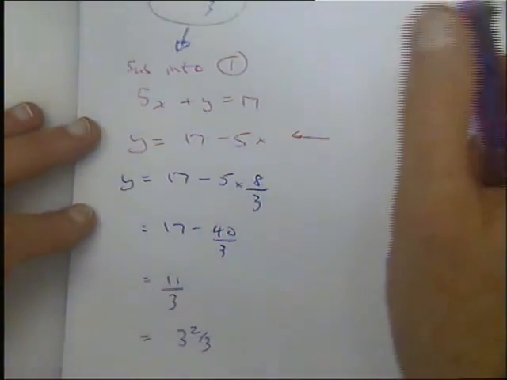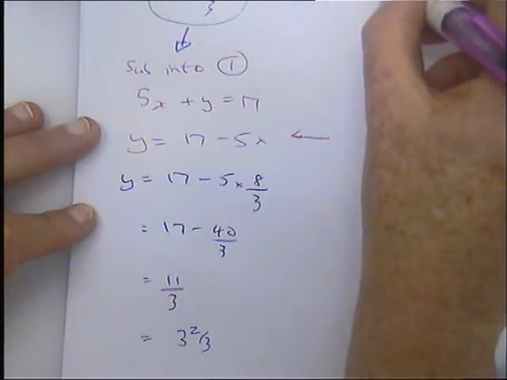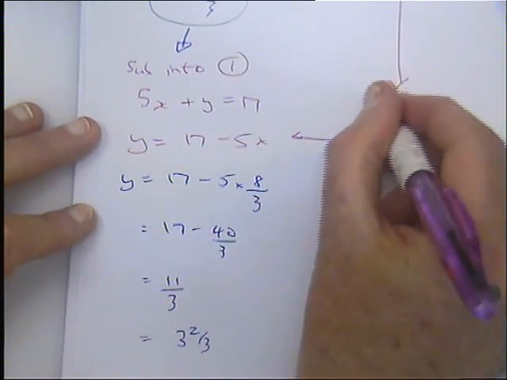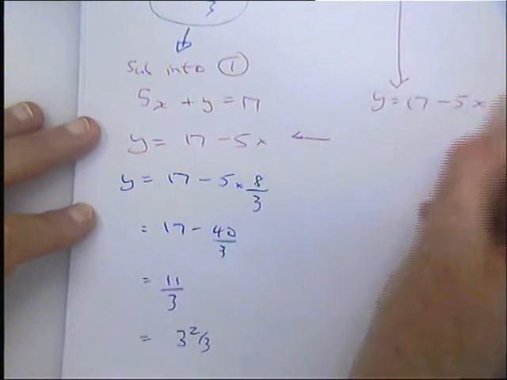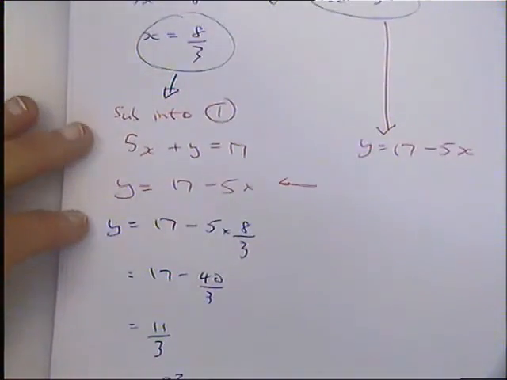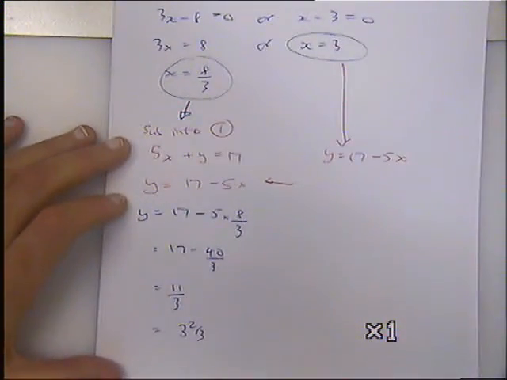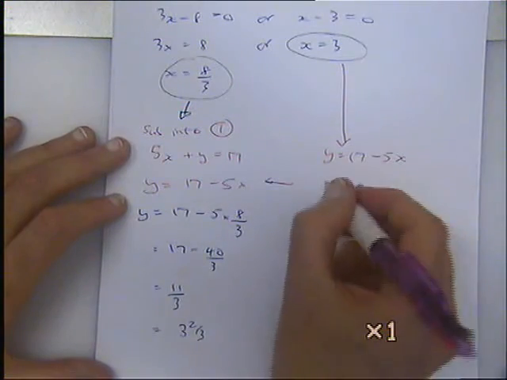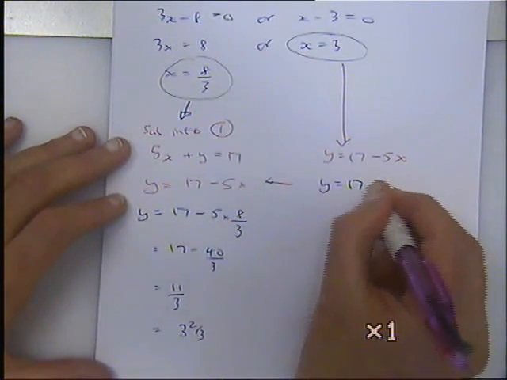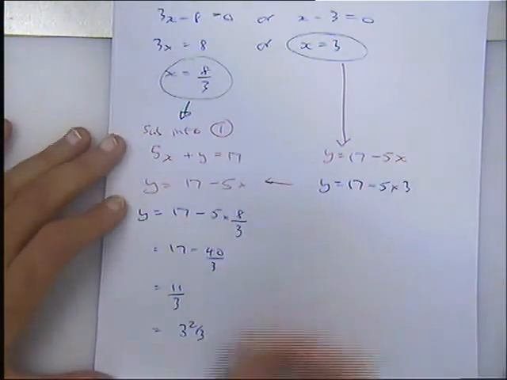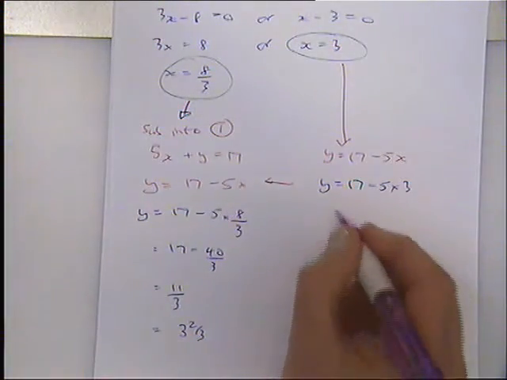We need to do exactly the same thing over here with this one. We're going to substitute this also into y equals 17 minus 5x. I'm going to have to zoom out a bit here. Okay, substitute that 3 into this one as well. We'll get y equals 17 minus 5 lots of 3. Hey, that one's a lot easier. What do we get for that one?